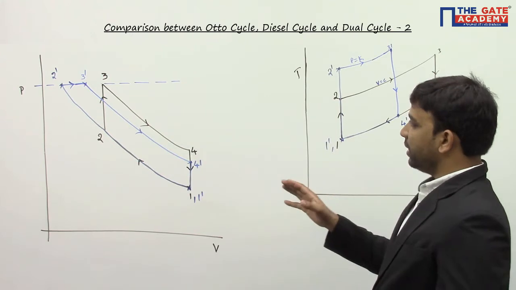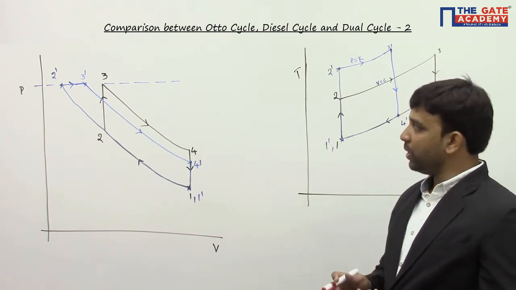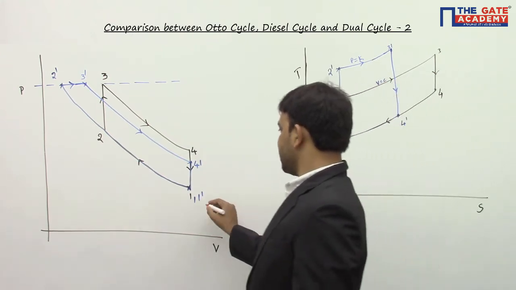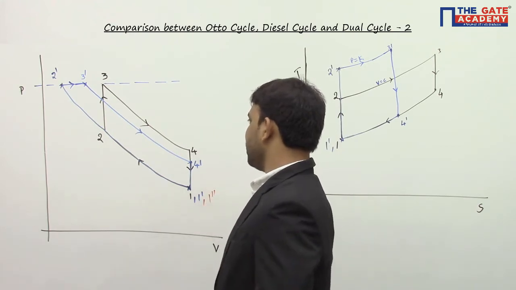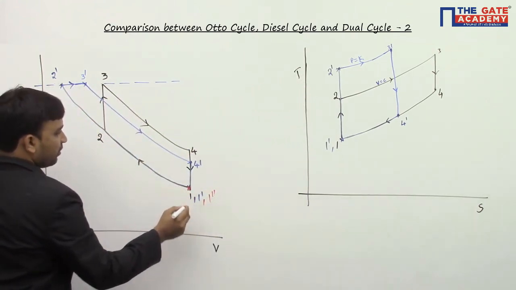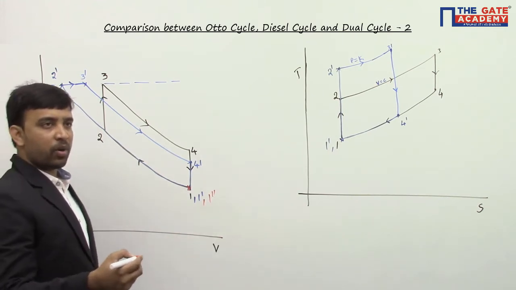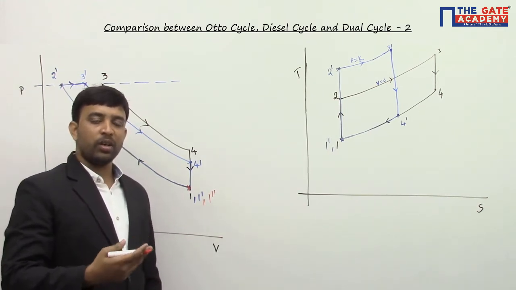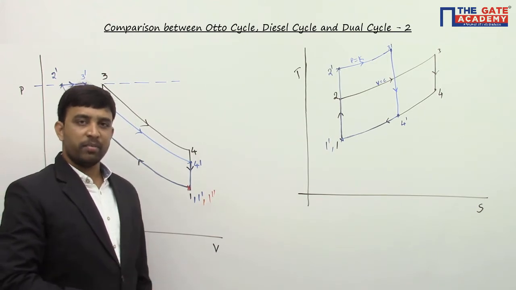So in the same coordinates, we'll try to draw this dual cycle. Inlet conditions are the same, so 1 double dash will lie here. So I go for the compression process. Here in the dual cycle, we go for constant volume heat addition. During constant volume heat addition, there is some pressure rise.